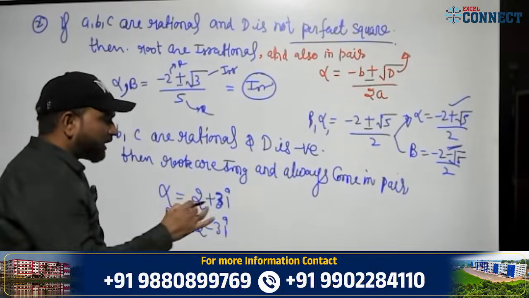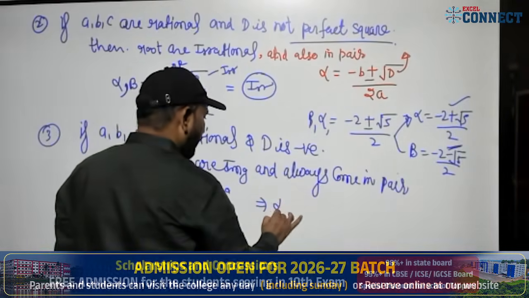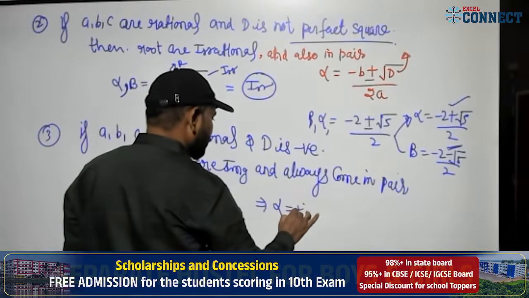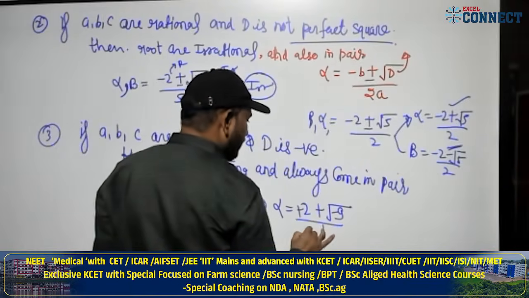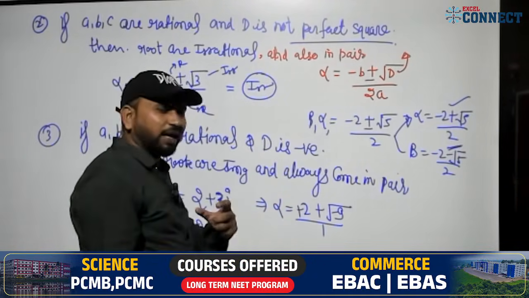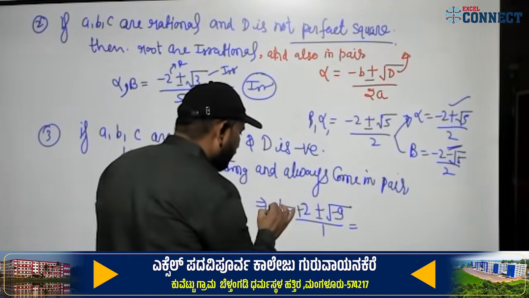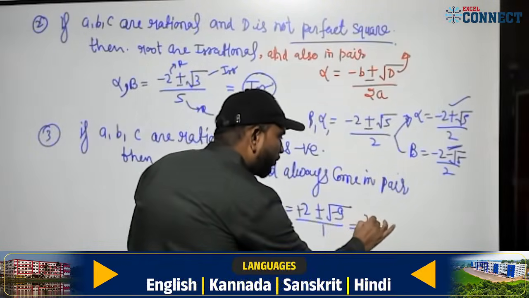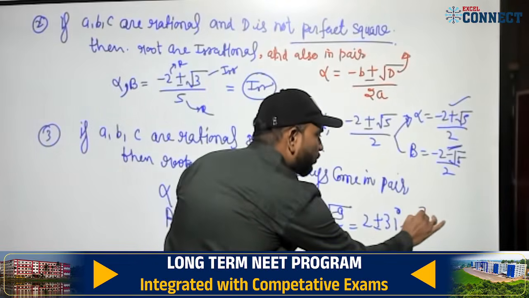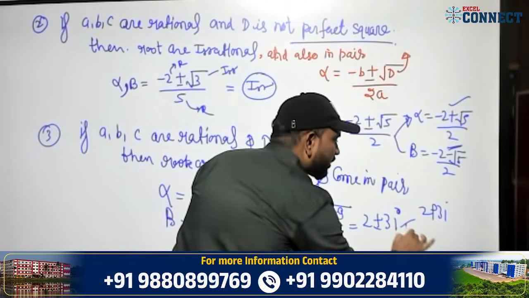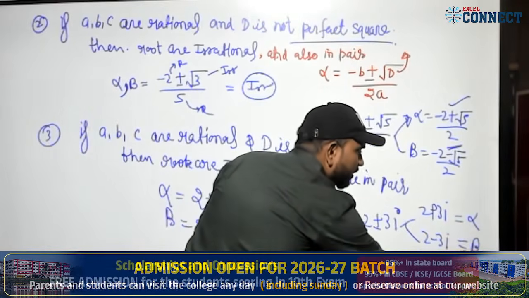Why? Let's take an example. Suppose any equation I solve and it comes like this: alpha is equal to minus b plus minus under root of minus 9 divided by 1. Then what is the root? Here it is plus minus, so we can say beta. So this is 2 plus minus 3i. So we can say 2 plus 3i, the other is 2 minus 3i. This is alpha, this is beta.